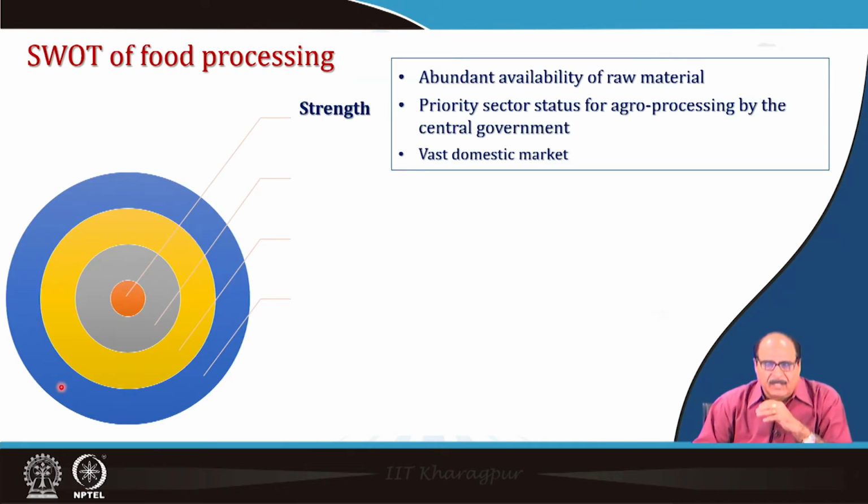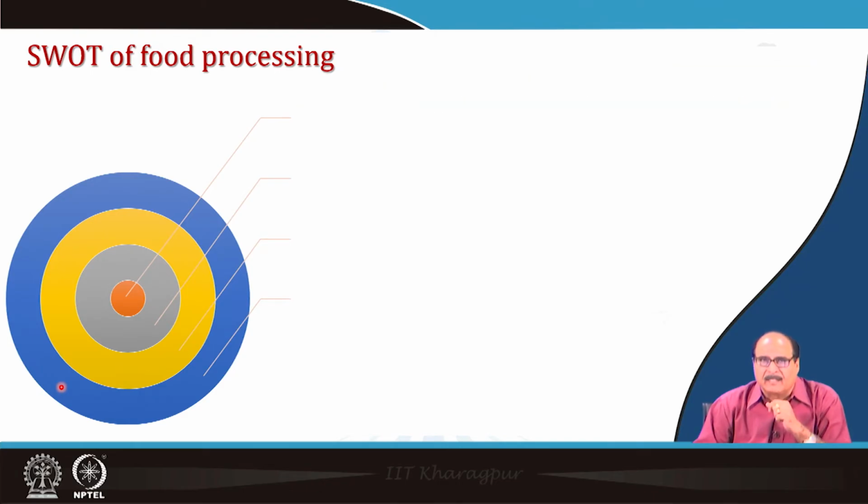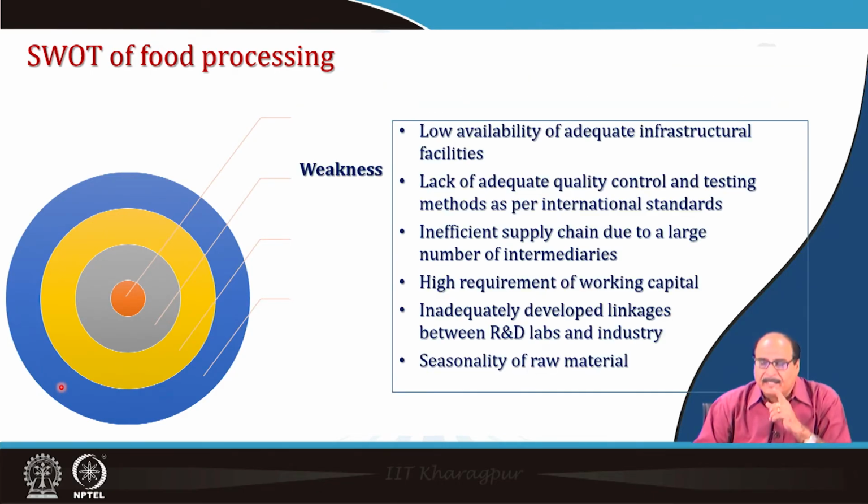Here in the slide I have given a SWOT analysis of food processing. Strengths: abundant availability of raw material, priority sector status for agro processing by the central government, and a vast domestic market for processed food. Then weakness: however, there is low availability of adequate infrastructural facilities, and lack of adequate quality control and testing methods as per international standards.